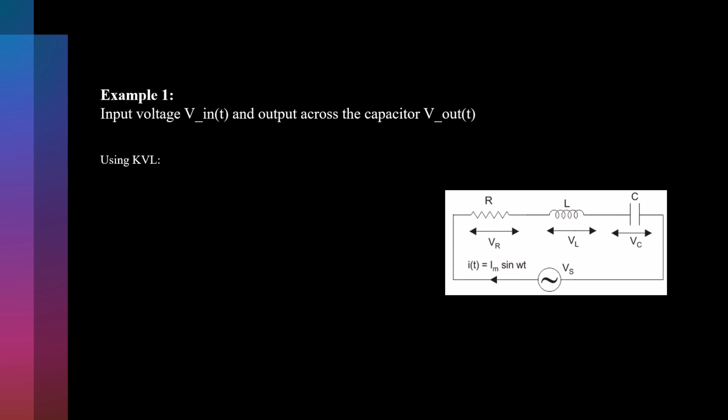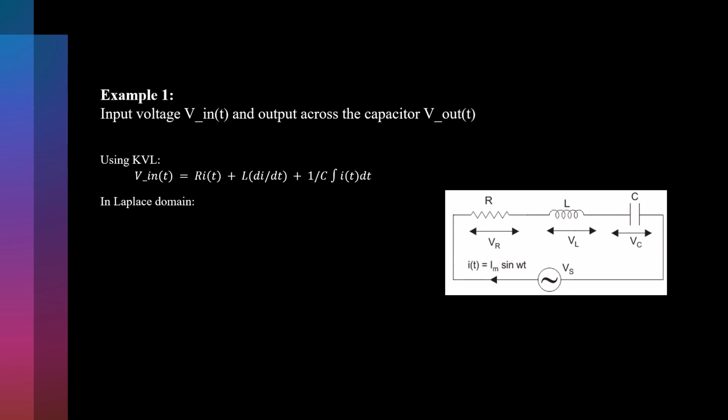Using KVL, we define V in equals R i(t) plus L di by dt plus 1 by C integral of i(t) dt, because the current is the changing quantity. That is why we represent everything in Kirchhoff's law form, the KVL form. Now we need to convert this into the Laplace transform, so we apply the Laplace transform.